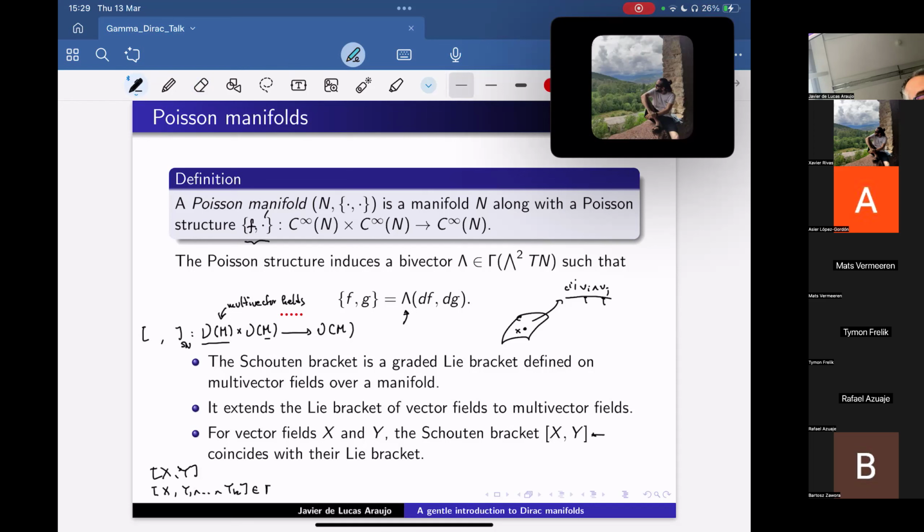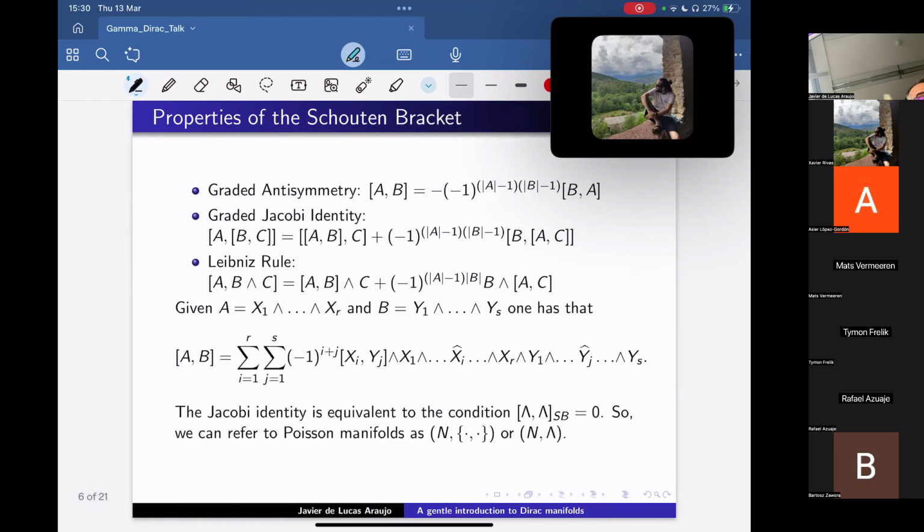It can be said that this is a section of the k-th exterior bundle of the manifold. For k-vector fields and vectors it gives k-vector fields. And the thing is, this structure, the Schouten bracket, is generalized to more general things, in particular multi-vector fields. And there is a way to do it in a nice manner.